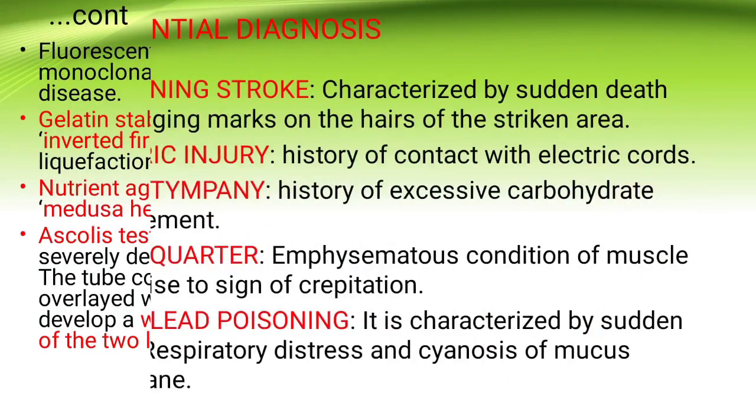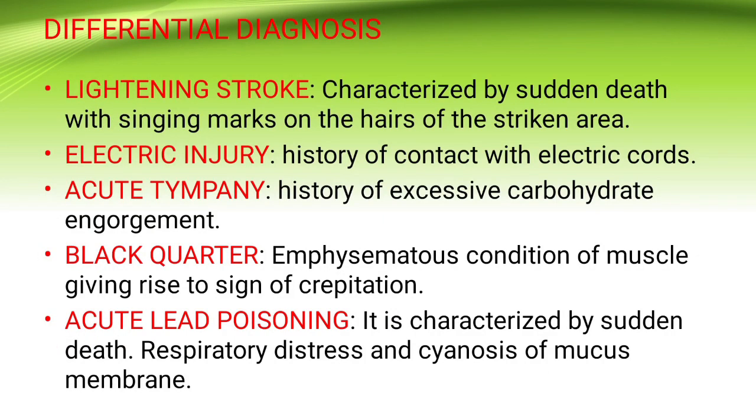The disease can be differentiated from lightning stroke, electric injury, acute tympany, black water and acute lead poisoning. Lightning stroke is characterized by sudden death with singeing marks on the hairs of the stricken area. Electric injury has a history of contact with electric ropes. In acute tympany, there is a history of excessive carbohydrate engorgement. In black water, there is an emphysematous condition of muscle giving rise to signs of crepitation. Acute lead poisoning is characterized by sudden death, respiratory distress, and cyanosis of mucous membranes.